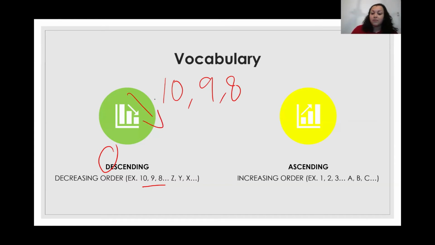So ascending is the opposite, so it's increasing order. This is most patterns we see where we have like 1, 2, 3. The pattern we just saw in the previous slide where it had 3 and then 7 and then 15, this is ascending. The numbers are increasing every time. So that's descending and ascending.